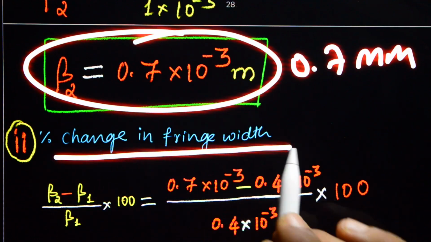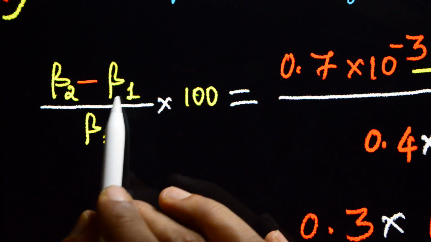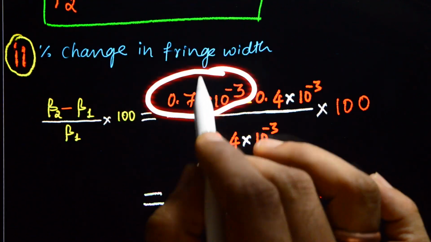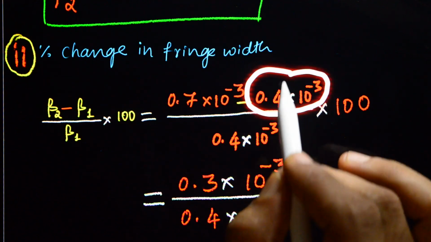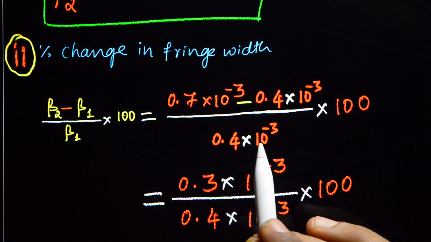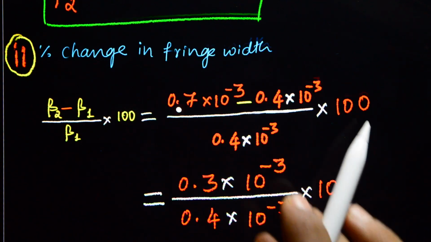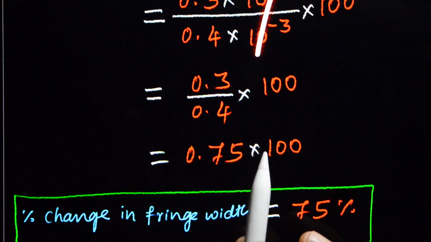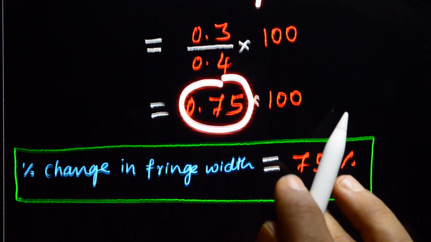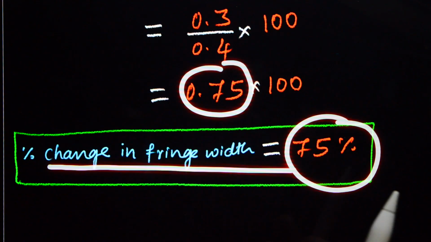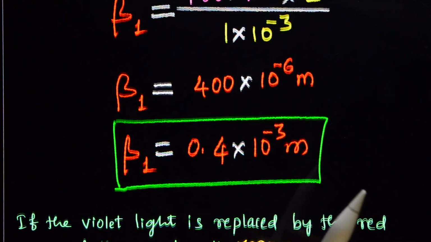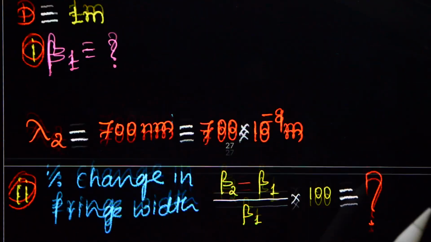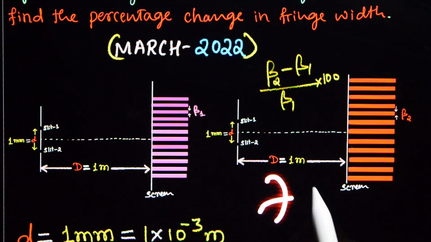How do we write the percentage change in fringe width? That is beta 2 minus beta 1 divided by beta 1 into 100. Look at what beta 2 is: 0.7 into 10 raised to minus 3 minus 0.4 into 10 raised to minus 3, divided by 0.4 into 10 raised to minus 3, into 100. 0.7 minus 0.4 is 0.3. 0.3 divided by 0.4, the powers of ten cancel. That becomes 3 by 4, which is 0.75, into 100, so the change in fringe width is 75%. Now, if you replace the violet light by red light of wavelength 700 nanometer, the percentage change in fringe width is 75%.